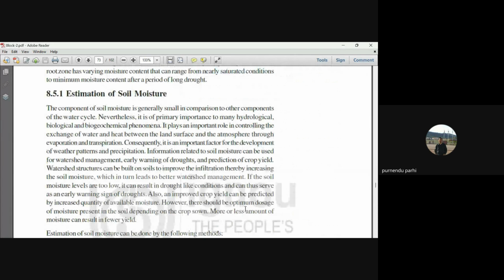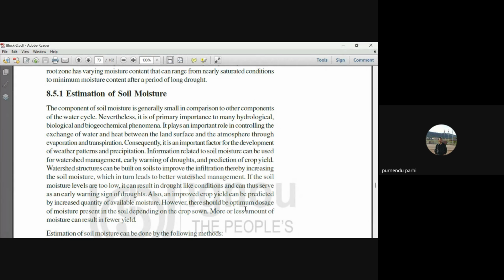Estimation of soil moisture. The component of soil moisture is generally small in comparison to other components of the water cycle. Nevertheless, it is of primary importance to many hydrological, biological, and biogeochemical phenomena. It plays an important role in controlling the exchange of water and heat between the land surface and the atmosphere through evaporation and transpiration. Consequently, it is an important factor for the development of weather patterns and precipitation.